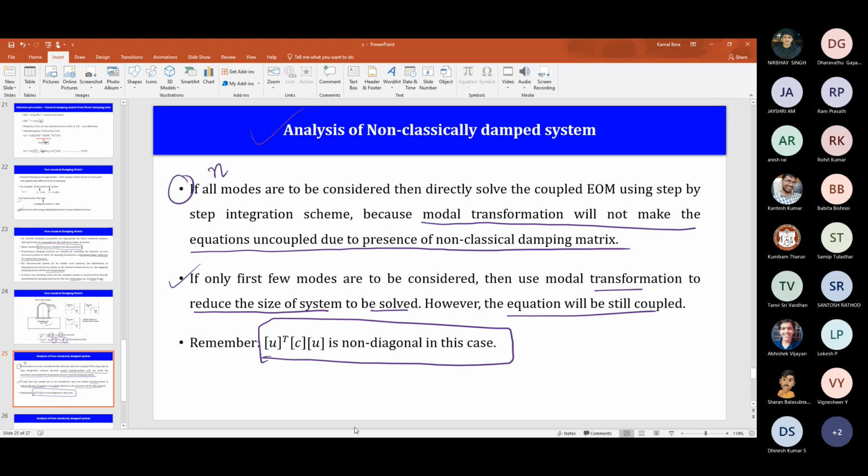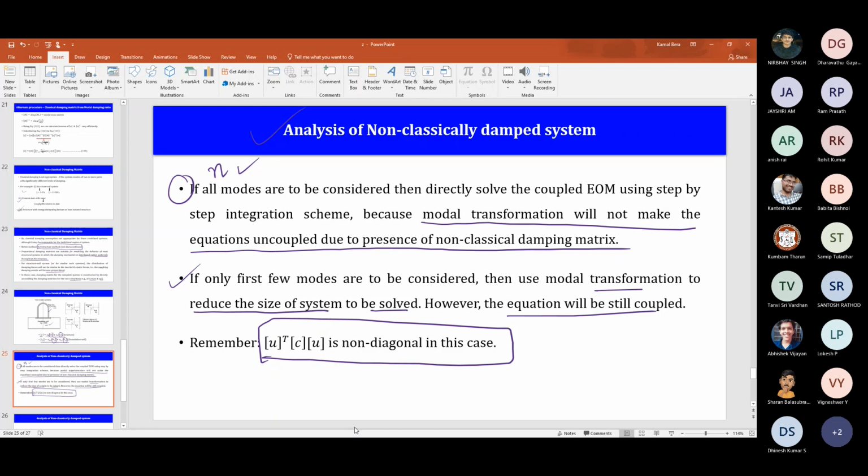If you want to consider all the n modes, then you have to directly solve the equation of motion, that is M x double dot plus C x dot plus K x equals P, without any truncation, as simultaneous ordinary differential equations. If you want to truncate, you see that only the first few modes are important. Why solve the simultaneous equations?